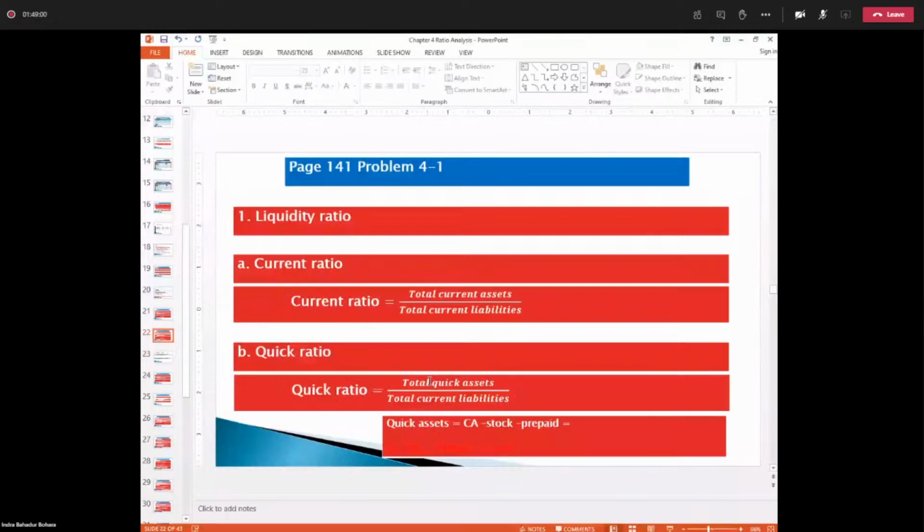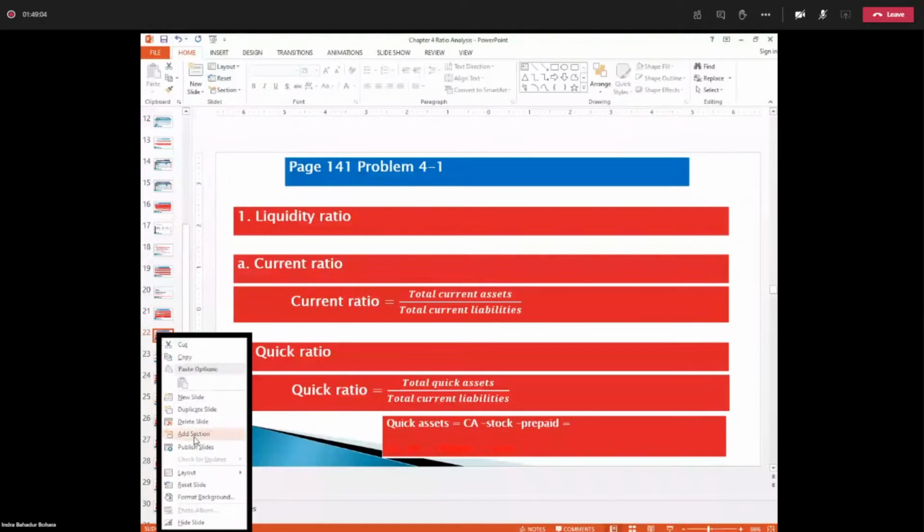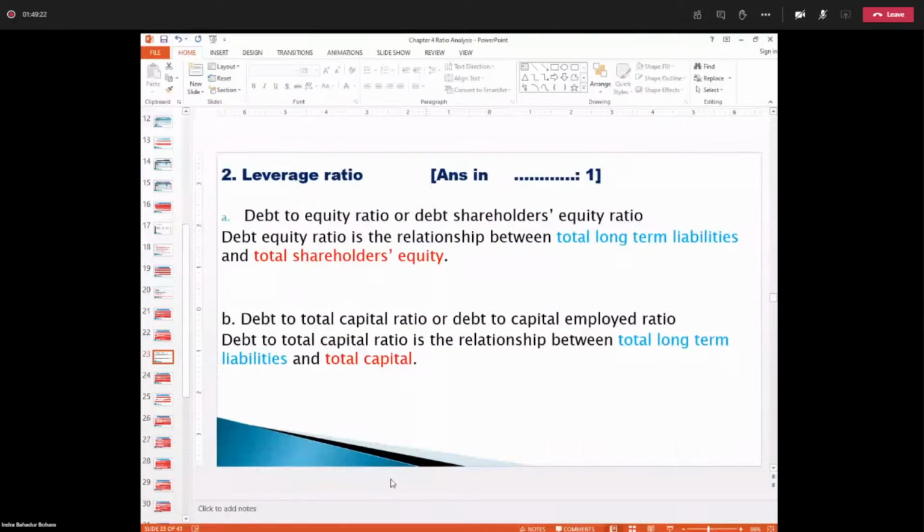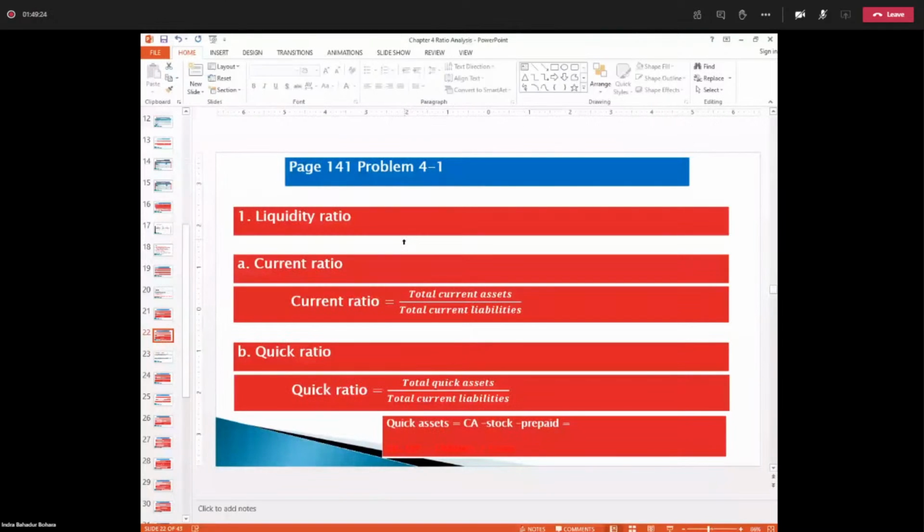Now you calculate. Page number 141, question number 4.1. You have seen the liquidity ratio, which consists of current ratio and quick ratio.